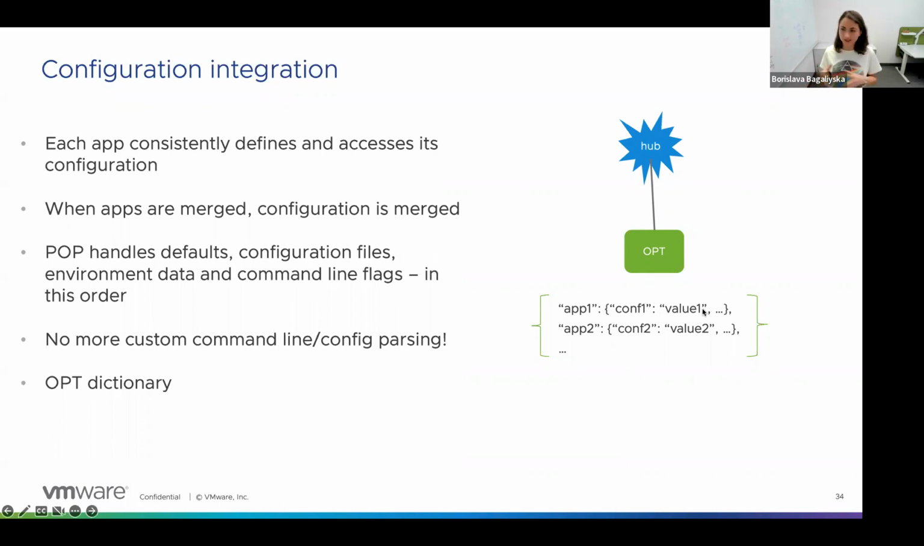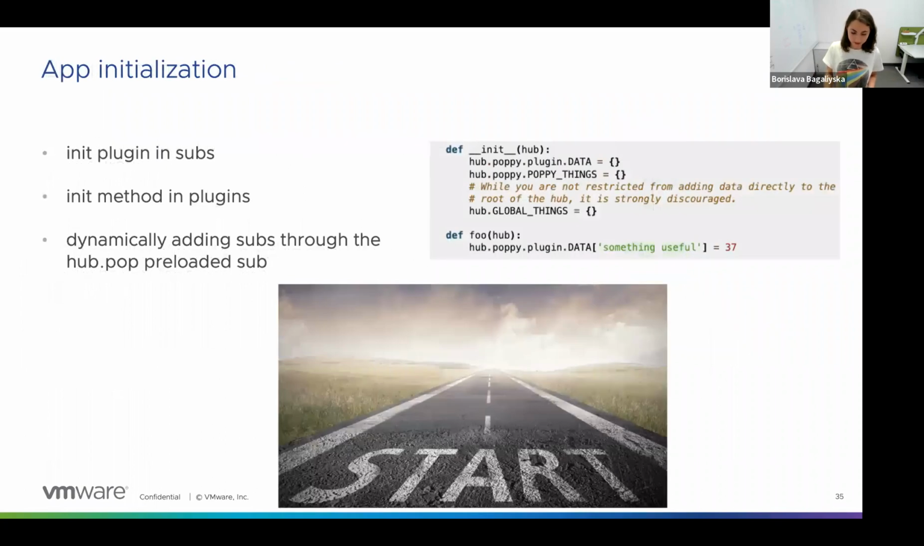And you have the added benefit that in no POP project do you need to parse command line flags, configuration files, or environment variables, because POP does that transparently. And the other thing you may stumble upon is that every app has its own initialization logic. So what happens when we have two apps, and how is that initialization logic handled?